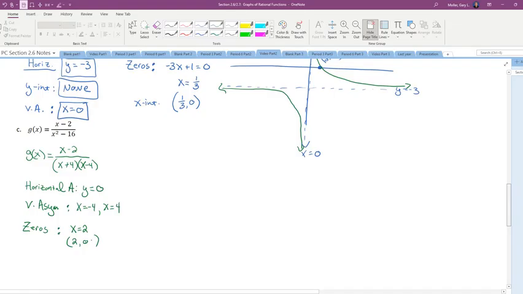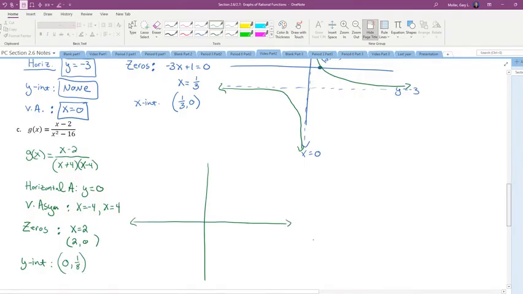Horizontal, vertical, the only thing I don't have is the y-intercept, which is probably the least important, but still helpful. 0 gets plugged in. I get -2. And I could probably just go back to the original on this. I get -2 over -16, which is 1/8. So I've got the point (0, 1/8). Let's see if this is enough information or if I need anything additional.